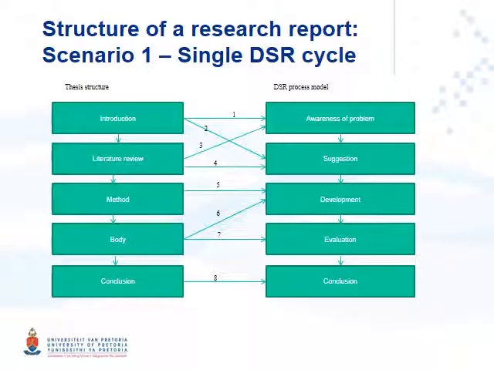So the structure of a research report according to this method talks about the introduction, where you focus on the awareness and the suggestion. The literature review of the thesis will then include the awareness of the problem and a suggestion. The method section of the thesis will focus already on the beginning of the development. The body will include the development and the evaluation. And the conclusion of the thesis will also conclude Vaishnavi's cycle.